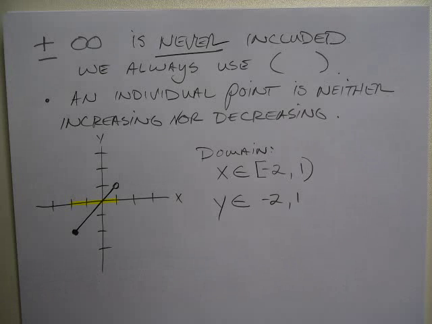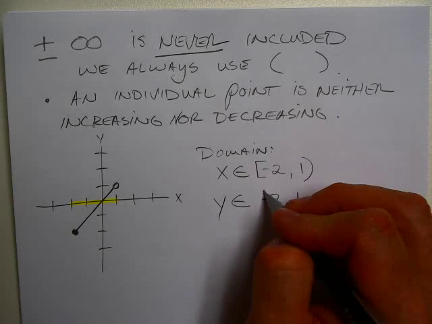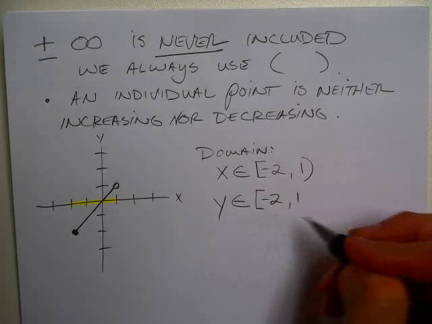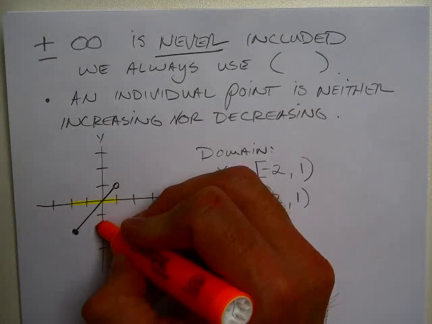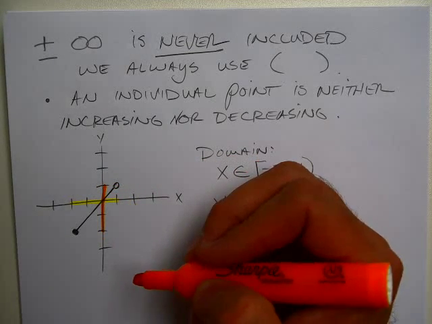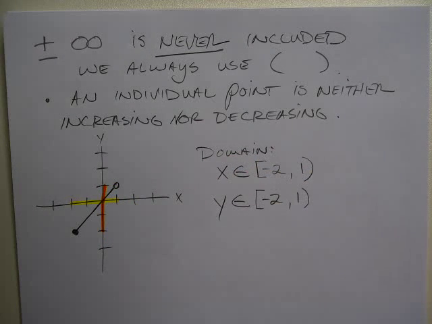Is the -2 included? Yes, because it's got the dot. How about the 1? Parenthesis. Yeah, parenthesis, that's right. So not included because we have an open circle. So what I just identified is, what are the y values of this function? As I'm coming across left to right, that's your x values. If I'm coming from the bottom up, that's your y values, domain and range.